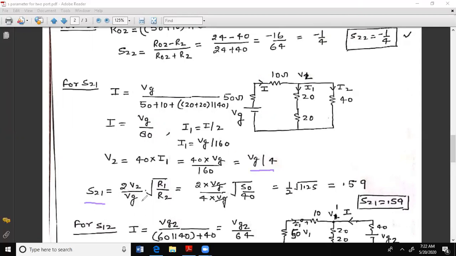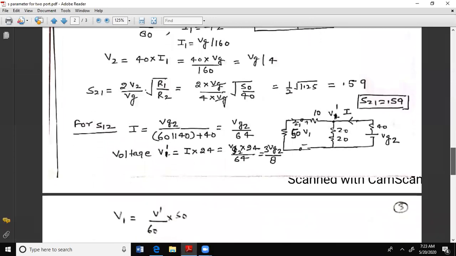This is 2V2 by Vg into the square root of R1 by R2. And when we put in the values, R1 is 50 and R2 is 40. Mathematically, this is approximately equivalent to 0.59. That is my third variable. Now, moving further to S12.